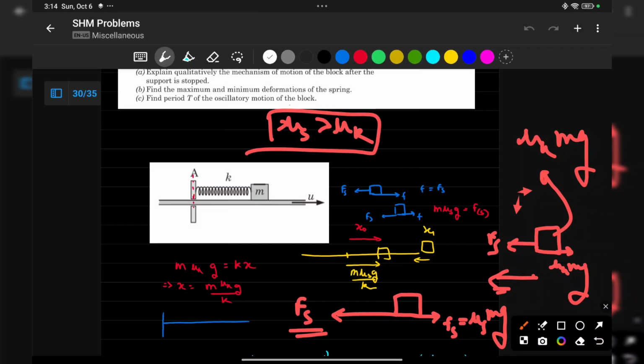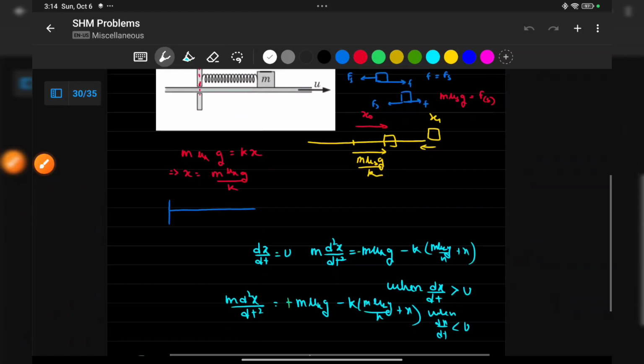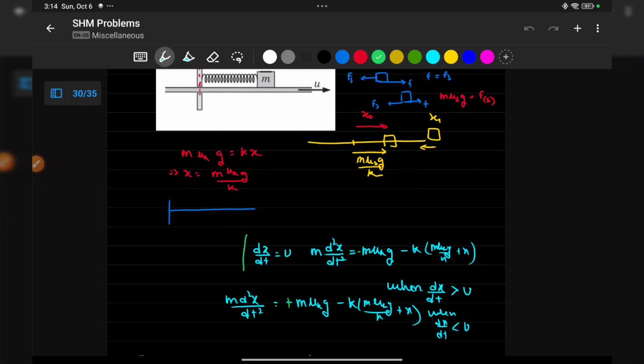So after that, what happens? Let me just advance in this question. So after that, you have your dx as mu, right? You have your dx is u, and you get an equation here. What happens? There is your block. There is u. It is going with u. There is a fixture.